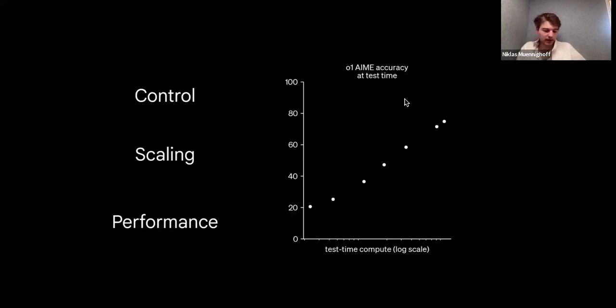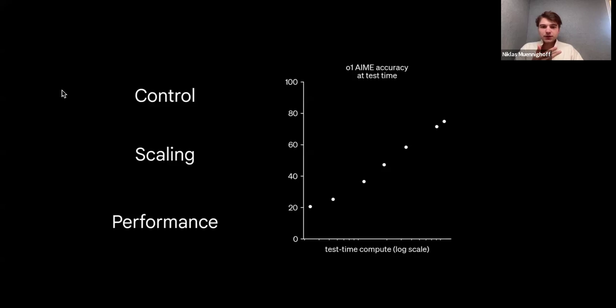Great. And in order to think about how good a test time scaling method is, we consider 3 criteria. So one is we want control. We want to be able to control how long the model thinks. 2 is scaling. We obviously want more thinking time to lead to better performance. Otherwise, it's a waste of compute. And 3rd, we care about, okay, what's the actual max performance we can reach with this test time scaling method.